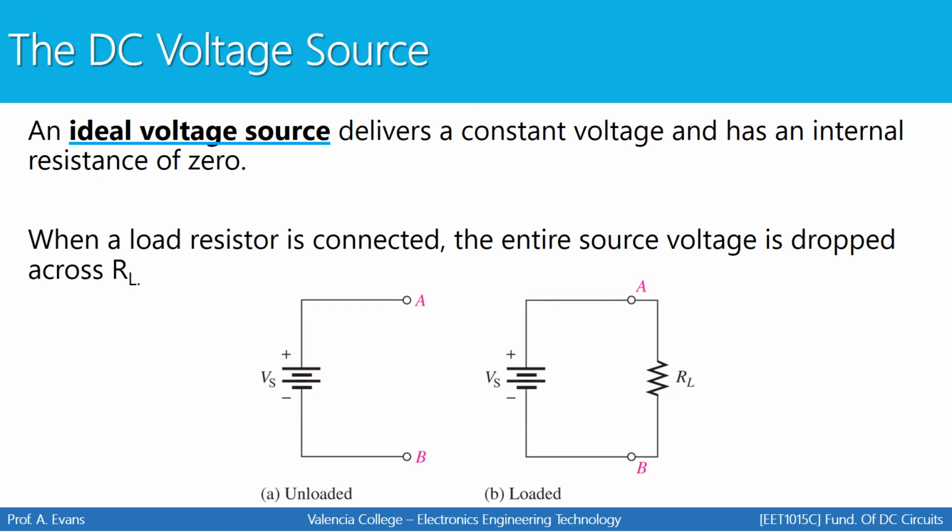Whenever we're in the lab and we're building a circuit, we're typically always using a triple power supply, which supplies a DC voltage. That's a DC voltage source. In an ideal world, the ideal voltage source would deliver a constant voltage, and it also will have an internal resistance of 0. That means that when we connect something to the output of that voltage source, like a load resistor, the entire source voltage would be dropped across RL. Again, this is an ideal scenario, and in a perfect world, a DC voltage source would have no internal resistance, and therefore all of the voltage that is supplied goes directly to the load.